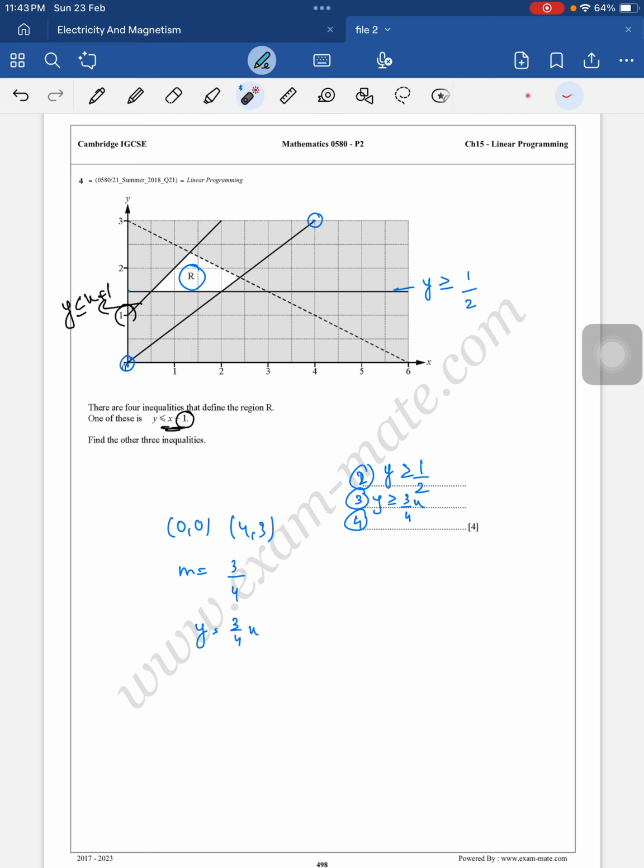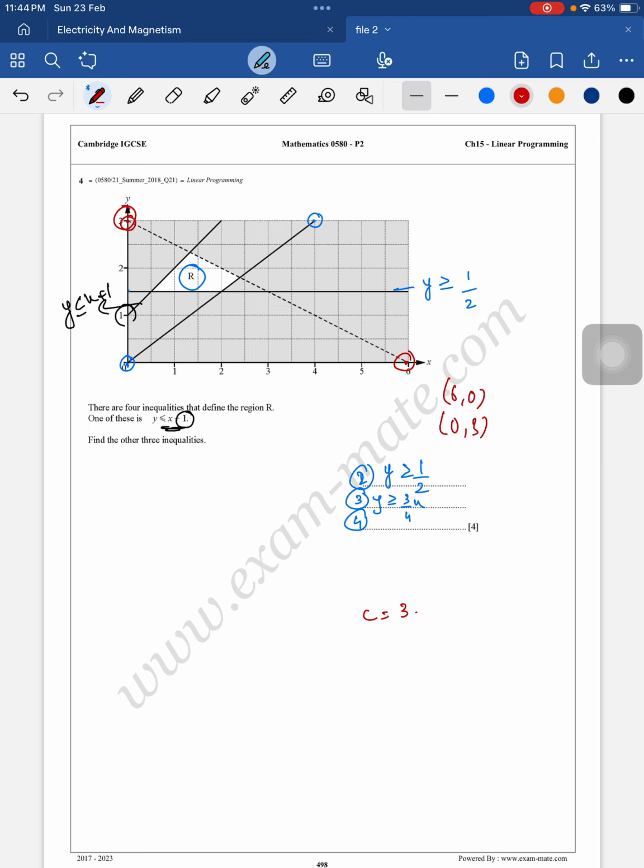First let us take out the equation. So we can see that, sorry, inequality, we can see that it has a y-intercept that is 3. So y-intercept is 3. Okay, if I take 2 points, I can take this point as 6 comma 0, and second point if I take like this point, so this is 0 comma 3.